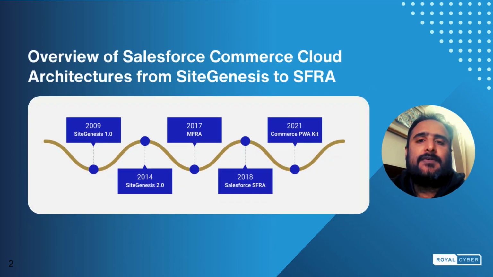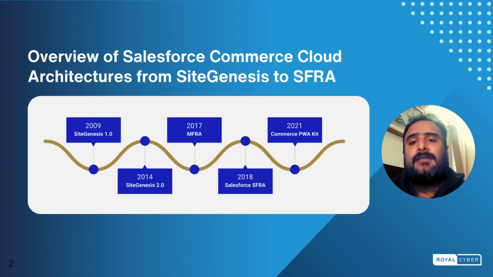Here's an overview of Salesforce Commerce Cloud architecture from Site Genesis to SFRA. Site Genesis first version 1.0 was introduced in 2009, developed by Demandware. After that, they introduced 2.0 in 2014, which was a broad development change, moving away from pipelines and introducing a new architecture based on the MVC design pattern. Version 2.0 used a mix of standard JavaScript and Demandware script.